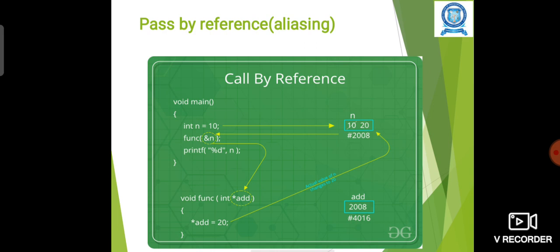In this example, the function has a pointer variable *add as its parameter, and when the function is called as func(&n), the address of the variable n is passed as the parameter during the function call. So the address, the reference, will be passed as a result of the function call, so that the changes made will affect the entire data of the actual parameter.